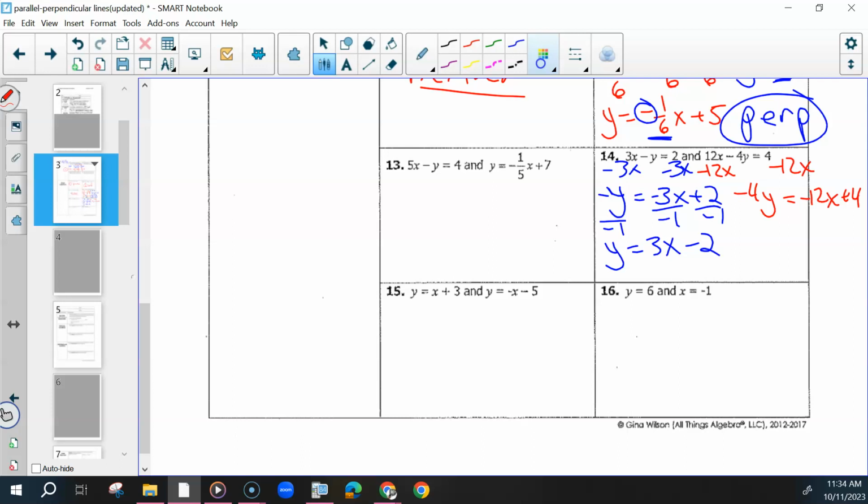Okay, next up, to get y by itself. Subtract, add. I heard minus, I heard add. Divide by negative 4. So y equals 3x plus 1. Now if we're looking at these two equations, are these parallel, perpendicular, or neither? Are these negative reciprocals of each other? Parallel.